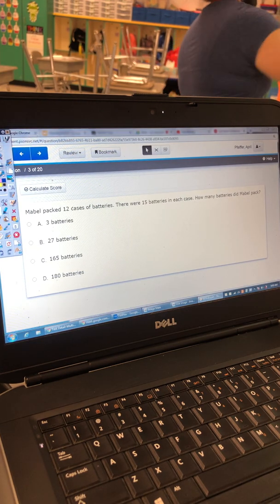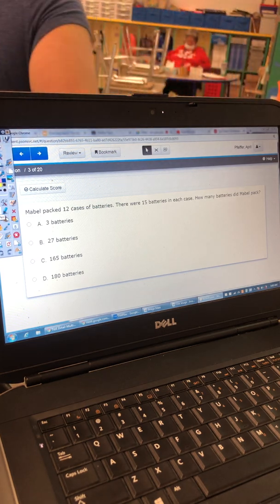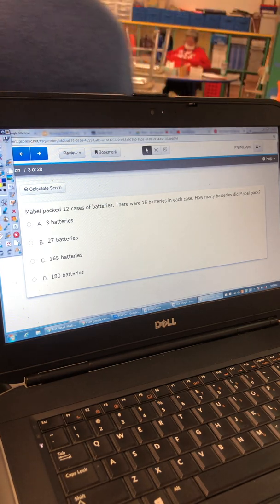All right, looking at the next one, it says Mabel packed 12 cases of batteries. There are 15 batteries in each case. How many batteries did Mabel pack?